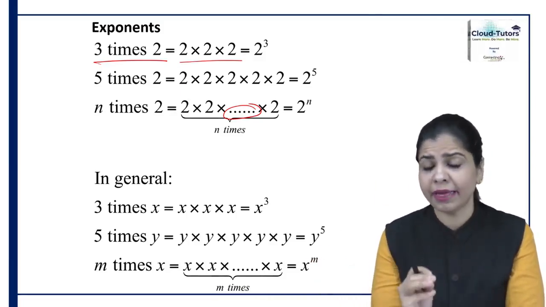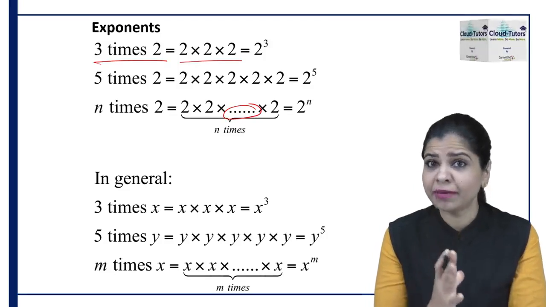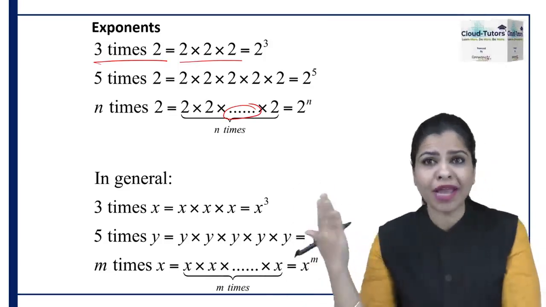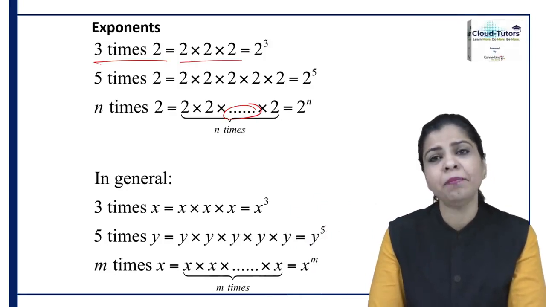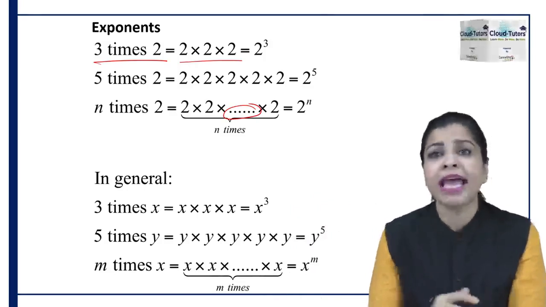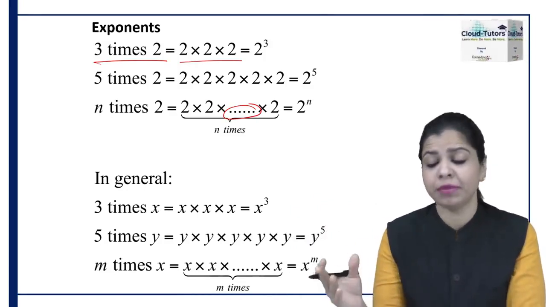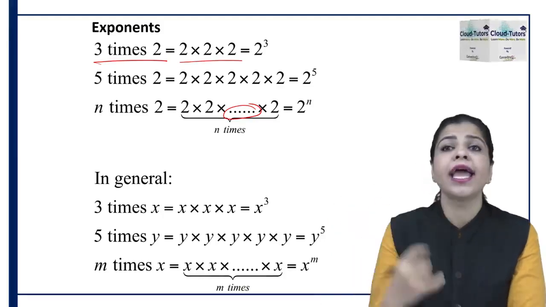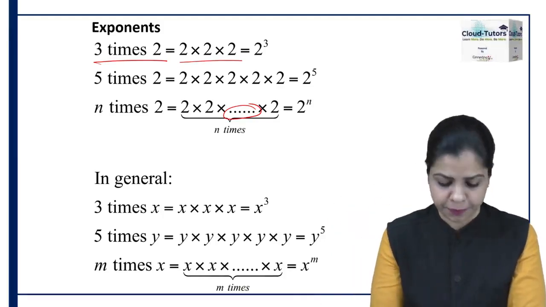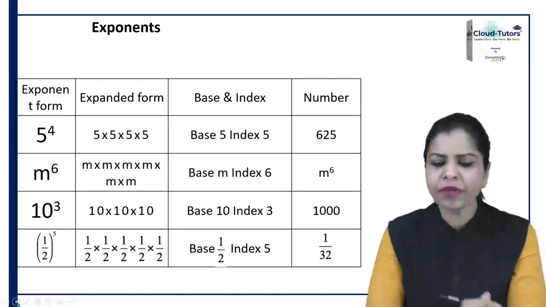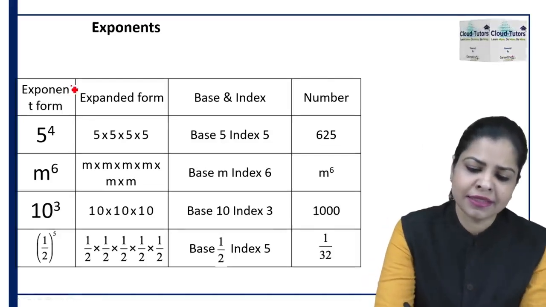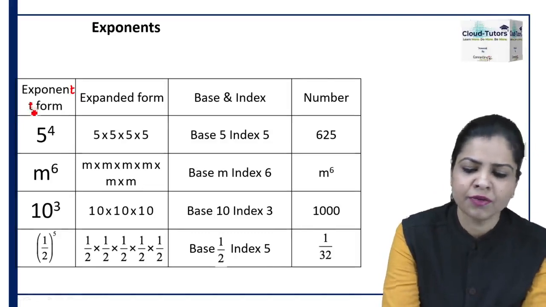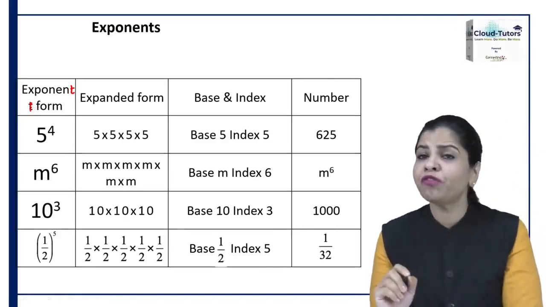5 times y means what? y into y into y, 5 times. Similarly, m times x means x, how many times? m times. And how much is that? You do not know. So how do you write? x to the power of m. Okay. Now, here the t should have been here. No worries.